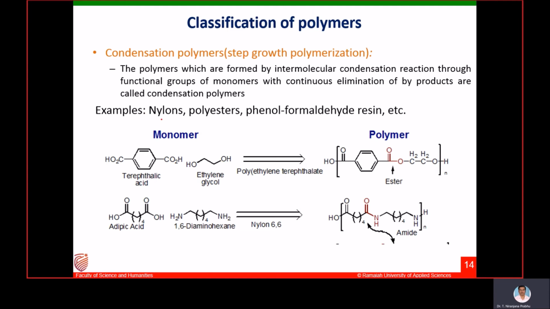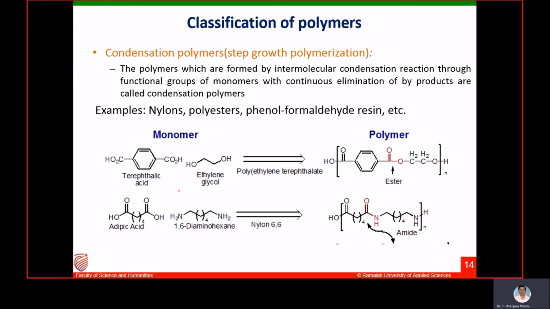For example, nylon, nylon 66 or nylon 6, both are possible. Both come under condensation polymerization category. Polyesters, they come under condensation polymer. Phenyl formaldehyde resin, urea formaldehyde, epoxy, all this comes under condensation resin. Okay, so they are all condensation polymers.